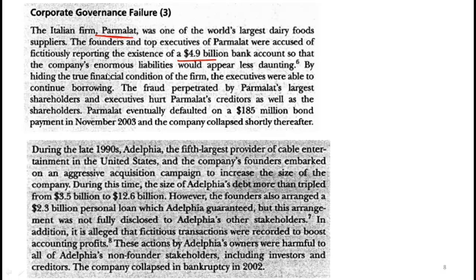By hiding the true financial condition of the firm, the executives were able to continue borrowing. Obviously, if a lender saw that this company already has very high debt in its structure, it would have a problem. But when it saw a 4.9 billion account, banks are willing to lend to you when you have a lot of money. So they tried to show that we have a lot of money.